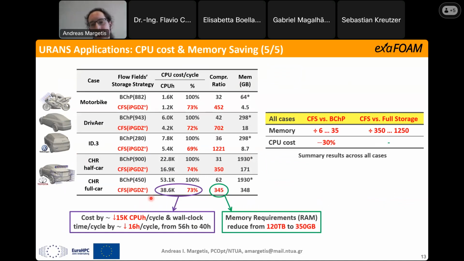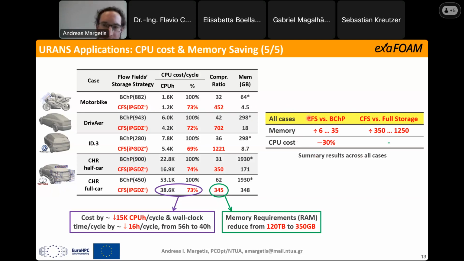Let us now examine the gains of CFS in terms of CPU cost and memory requirements. In all cases, the binomial checkpointing technique is used as the reference run, with the number inside the parentheses corresponding to the number of the checkpoints, that is selected based on the available system memory, which is different for each case. Instead of spending time in this table, which is actually given here for the sake of completeness, let's examine the summary results, which are more or less common for all cases.